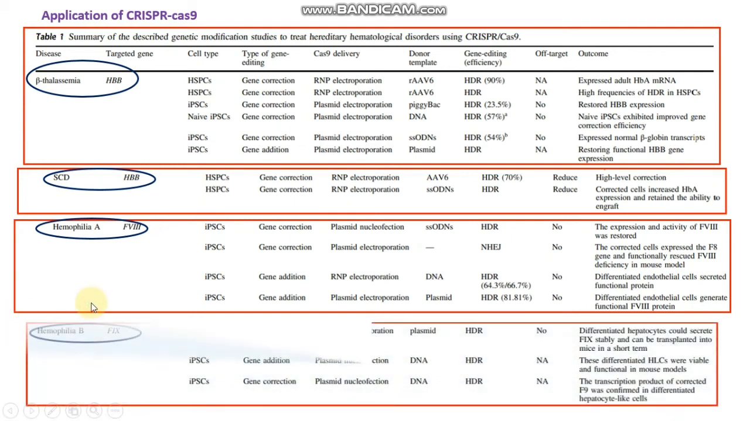Another application is hemophilia B. Hemophilia B is mainly the outcome of factor 9 deficiency. When CRISPR-Cas9 is used, the factor 9 is also restored here. Alright, so those are all very important applications, and there are a lot of applications these days.